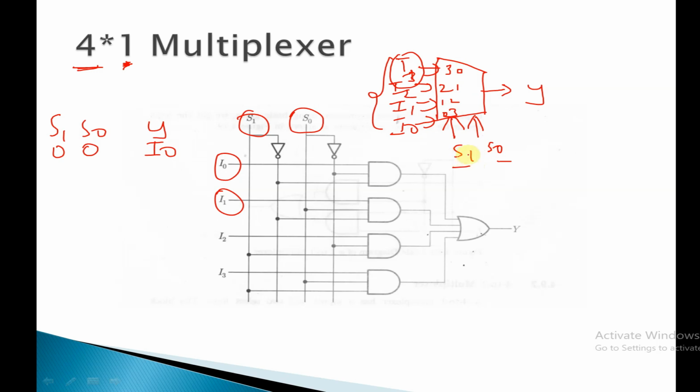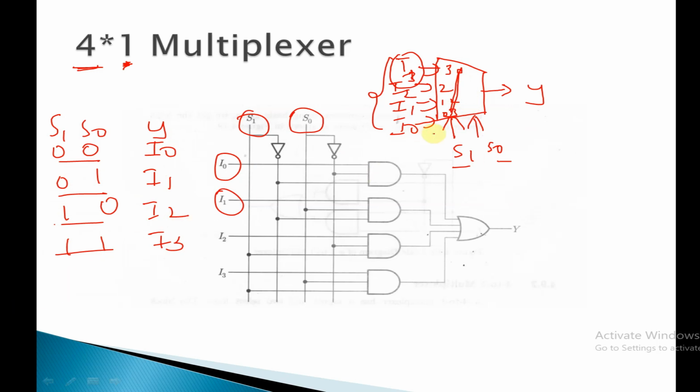When S1 S0 is equal to 0 0, my output will be equal to I0. If S1 S0 is 0 1, my output will be equal to I1. If it is 1 0, my output will be equal to I2. And if it is 1 1, my output is equal to I3. According to this first notation, my outputs are I0, I1, I2, I3 respectively whenever my select lines are 0 0, 0 1, 1 0 and 1 1.